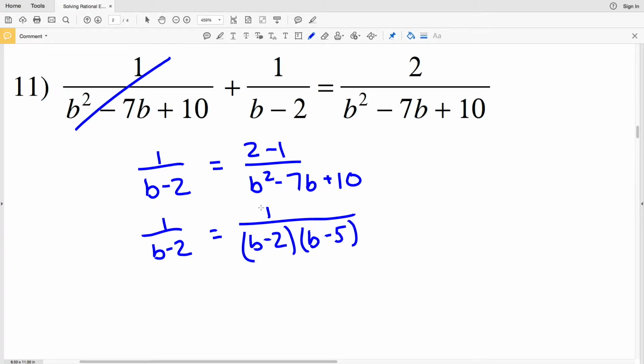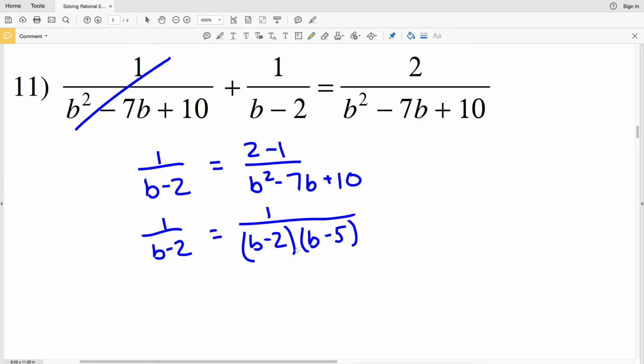Now you may be a little confused at how I can change b squared minus 7b plus 10 into b minus 2 times b minus 5. But think about foiling this. So first, outside, inside, and then last. That's how you're going to multiply each of the terms. B times b is b squared. Negative 2 times b is negative 2b, but you're going to add that to negative 5 times b to get that negative 7b. And then negative 2 times negative 5 is a positive 10. So we have b squared plus negative 7b, or minus 7b, plus 10.